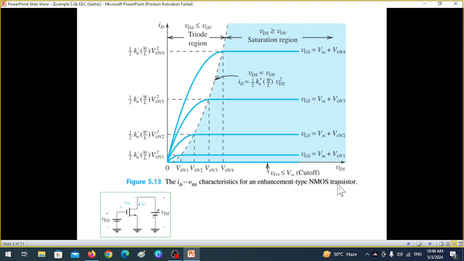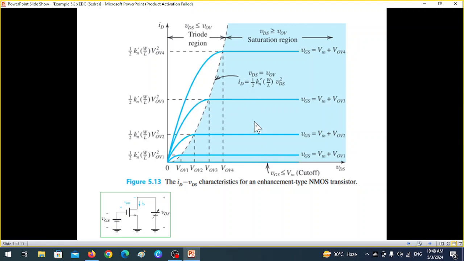This characteristics curve is also very important. We have to keep in mind this is plotted between the drain and source voltage, that means this voltage, and the current, ID current. And you can see there are two distinct regions. The blue region is known as the saturation region, where the current ID becomes constant. But where the current ID is rising, that region is called the triode region.